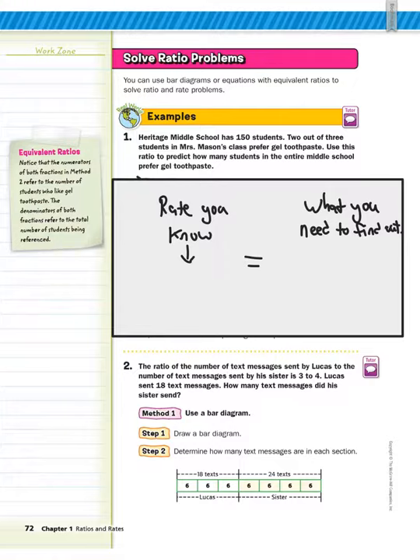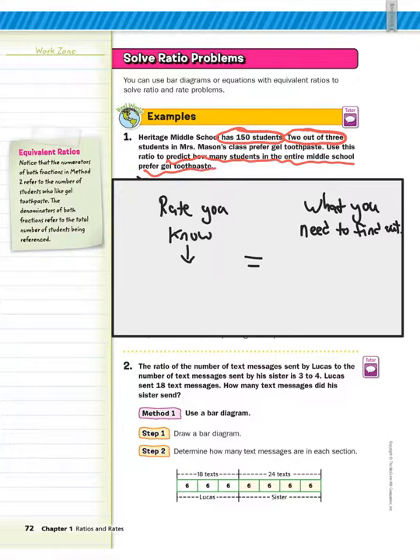First off, we know the Heritage Middle School has 150 students, right? And we know 2 out of 3 students in Mrs. Mason's class prefer gel toothpaste. Use this ratio to predict how many students in the whole school will prefer gel toothpaste. So that's what we have to find out: how many students in the entire middle school prefer gel toothpaste.